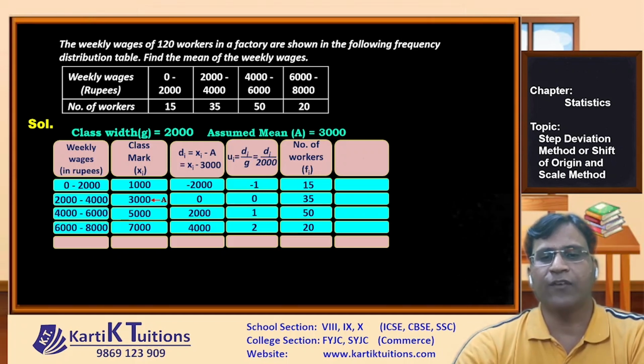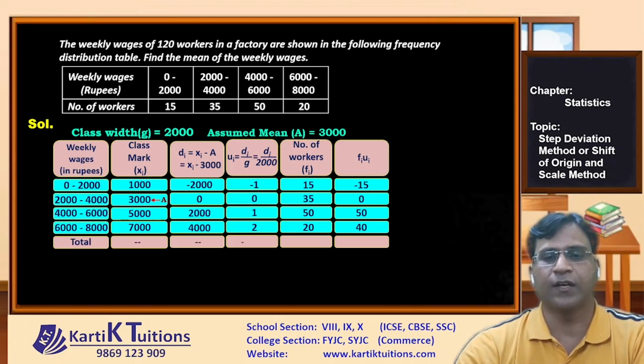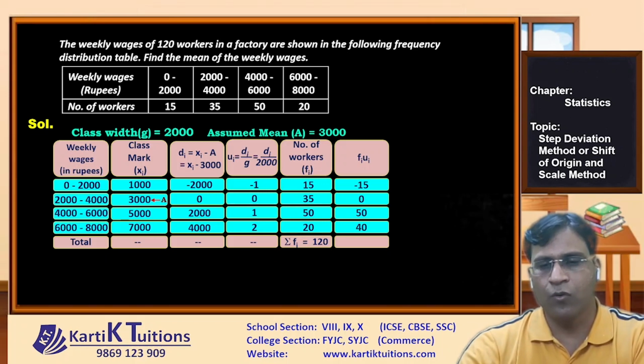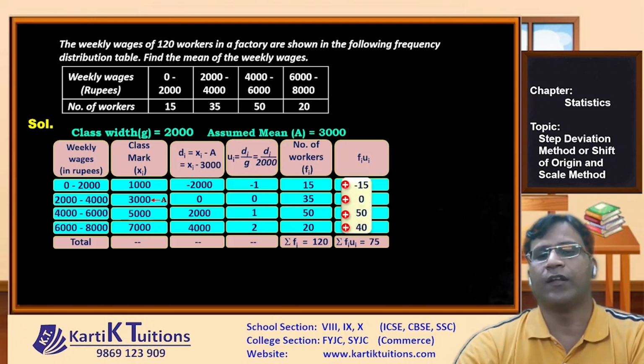Now the last column is fiui. Now here minus 1 into 15 gives us minus 15. Now 0 into something is 0. So this will be 0. 1 into 50 becomes 50 and 2 into 20 becomes 40. Now next is total. So we have to find the total of frequency. It is 15 plus 35 plus 50 plus 20. That will give us 120. Now here in the fiui column, see the first value is negative, the last two values are positive. So find the sum of positive values and then subtract the negative value from it. So basically here the summation of fiui will become nothing else but 75.